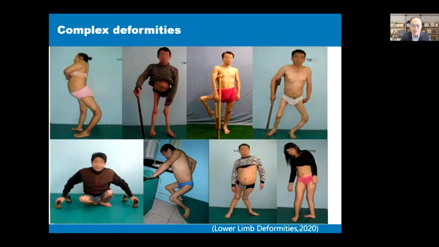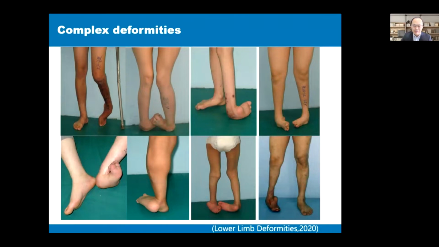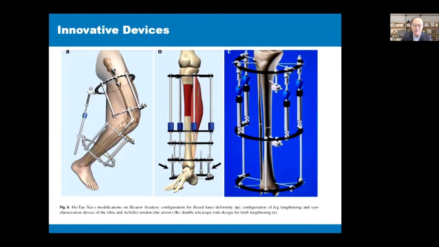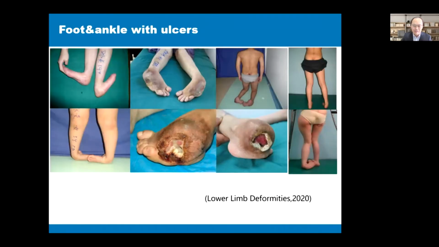As you know, we usually see some complex deformities in China. We use the Ilizarov technique combined with some other methods. We can achieve good alignment and good ability for walking, even with other severe deformities of the foot and ankle. Any kind of deformity you can see in our clinic. We also have some innovative devices and apparatus for deformity correction and limb lengthening, and some hybrid and simple devices.